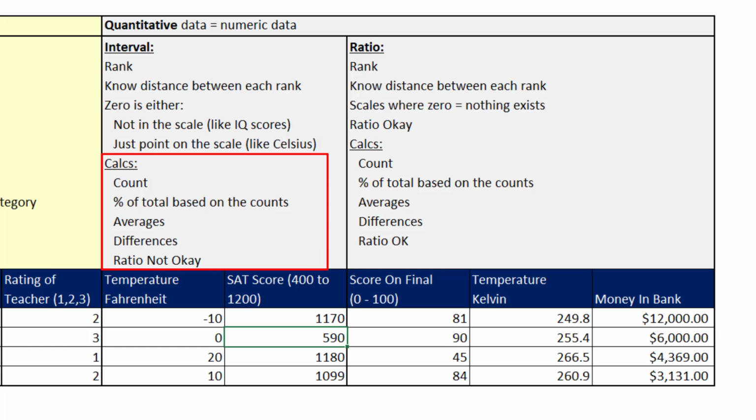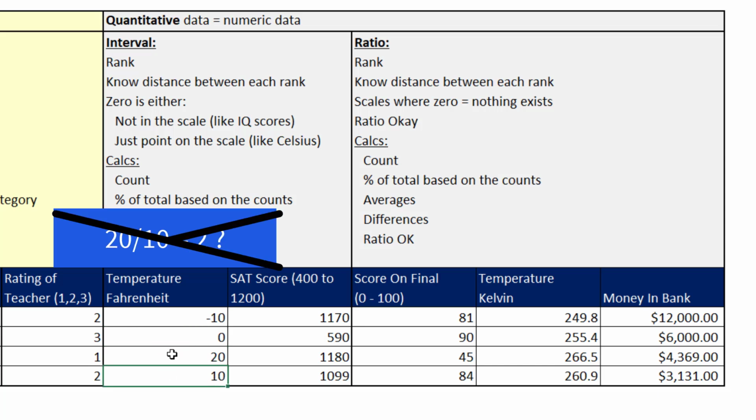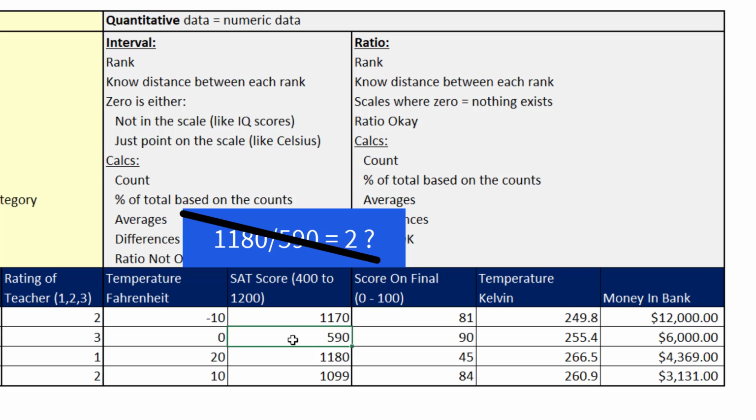The calculations you can make are you can count, calculate percent of total based on the count, averages, differences, but ratios are not OK. And the reason is because of the number 0. Here, 0 isn't even in the scale, and for Fahrenheit temperature, it's just a point on the scale. If you take 20 degrees and divide it by 10 degrees and get 2, you cannot say that 20 degrees is twice as much as 10 degrees. Similarly over here, you cannot take the score 1,180 and compare it with division to 590 and say this student did twice as good as the student with 590 points.